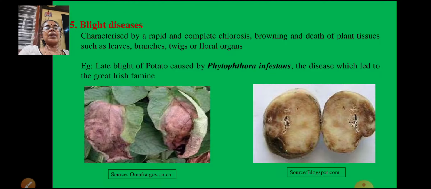The next important disease is the blight disease. It is characterized by rapid and complete chlorosis, browning and death of the plant tissues such as leaves, branches, twigs, or floral organs. An example is late blight of potato, which is caused by Phytophthora infestans, the disease which led to the Great Irish Famine. The Irish famine is one of the milestones in the history of plant pathology. In this diagram, you can see the symptom, the rotten, spoiled potato caused by Phytophthora infestans.